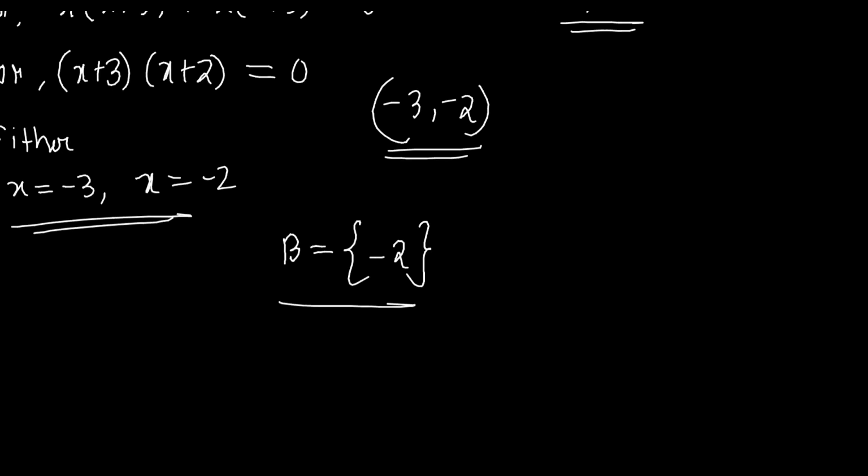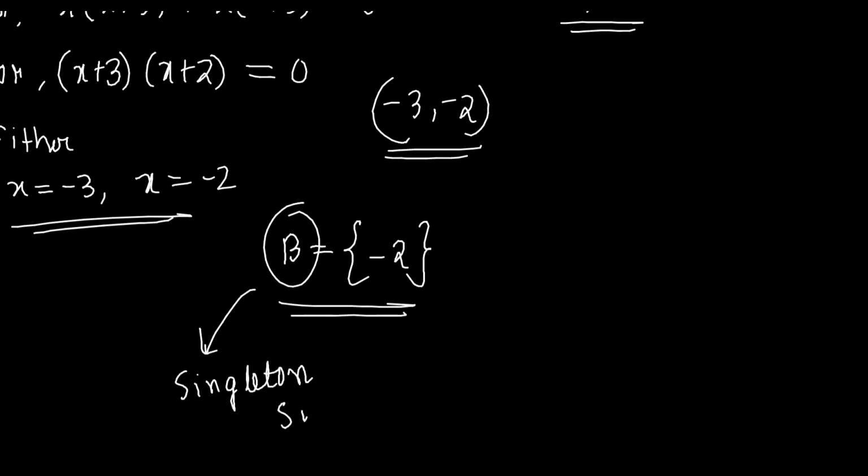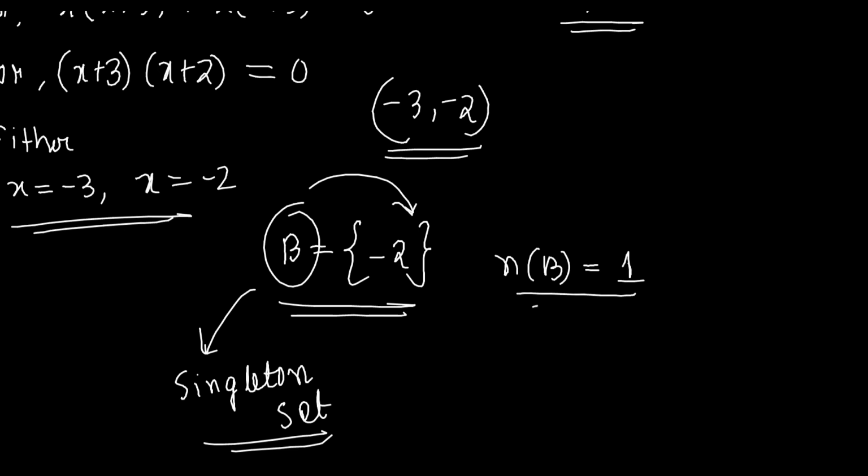So this B is called a singleton set. I think you have understood what a singleton set is. That is, B has only one element inside the set. So here, what is the cardinal number of B? For a singleton set, the cardinal number of the set will always be 1. So here the cardinal number of set B is only 1. That means B is a singleton set.